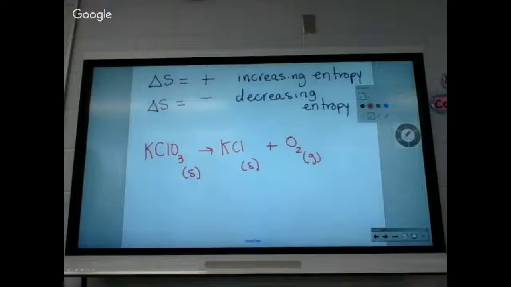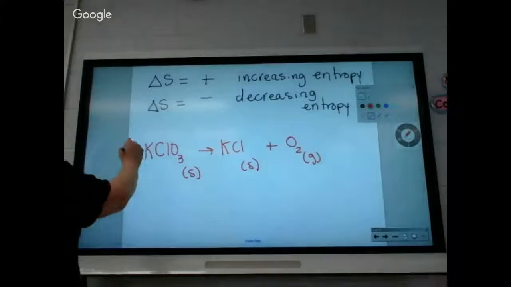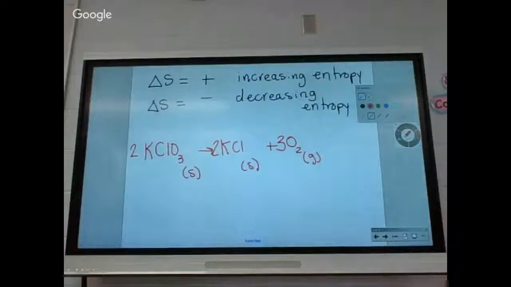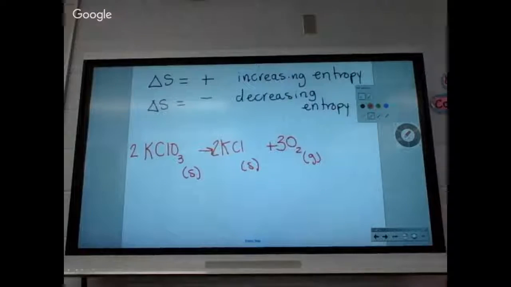Okay. Now, when you look at the equation, and I'll even go ahead and balance it, we want to figure out if entropy is increasing or decreasing.